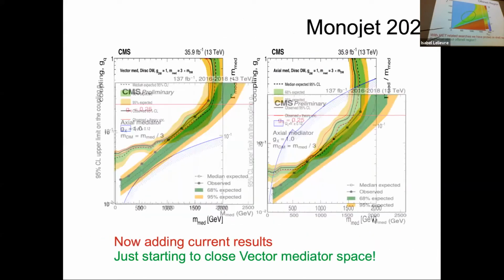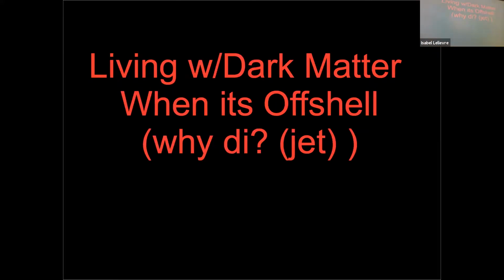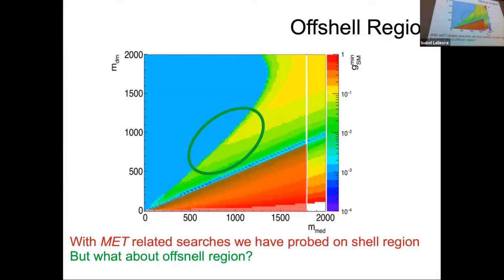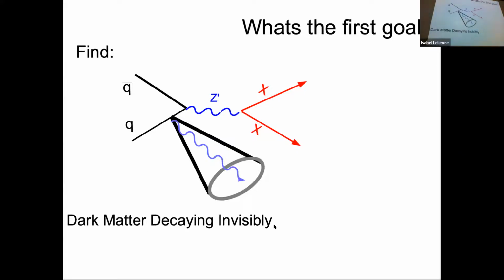In fact, I just overlaid the current results. This is the current monojet result that came out a few weeks ago. And you see it's starting to get to this line for the vector mediator. But you'll see there are other ways to exclude it. So this brings me to the last thing I wanted to talk about today. I don't know if I really have time to do it justice, but let me start, which is: how do we actually go after these instances?